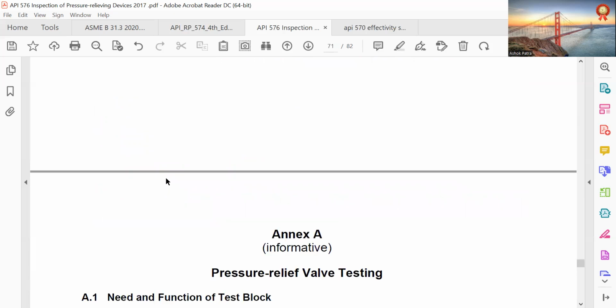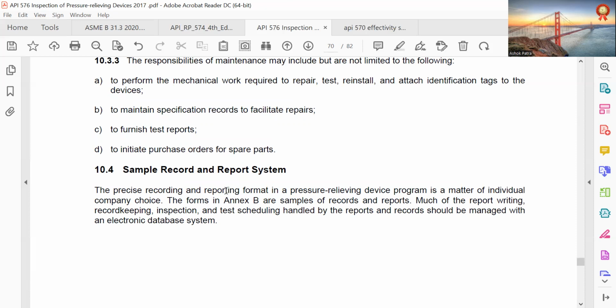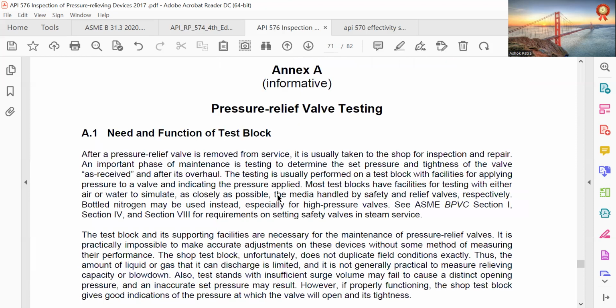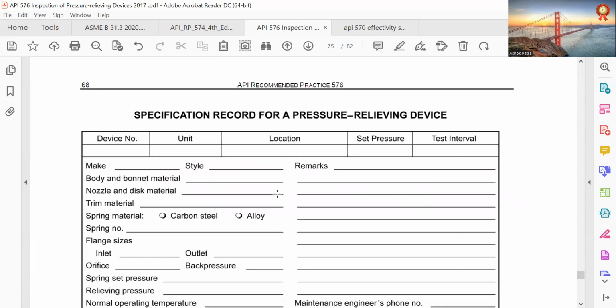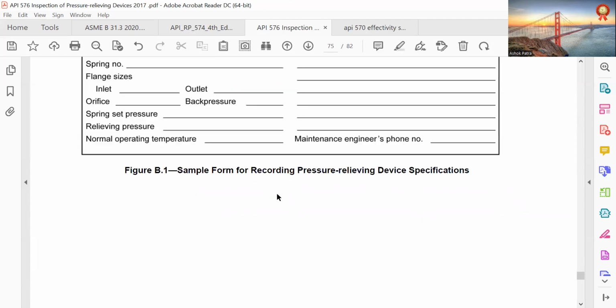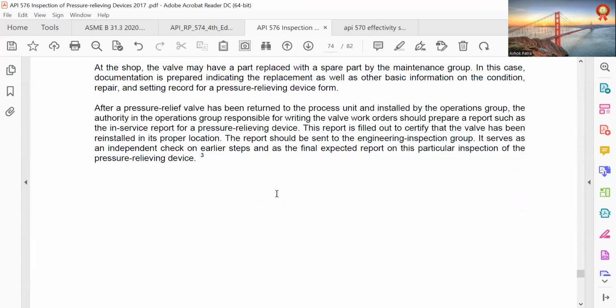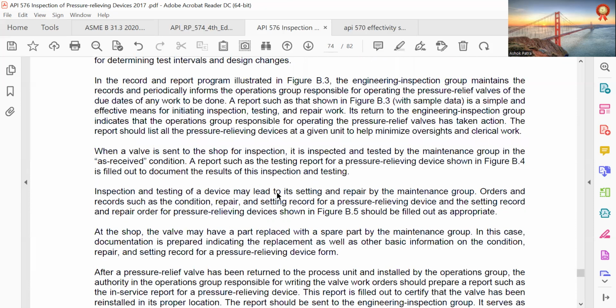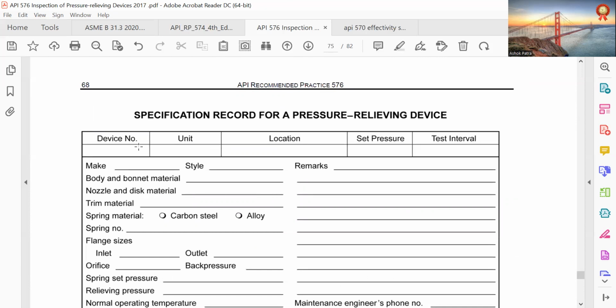The sample records are in Annex B. Make, body, bonnet material, unit location, set pressure, test interval, remarks, all like this.